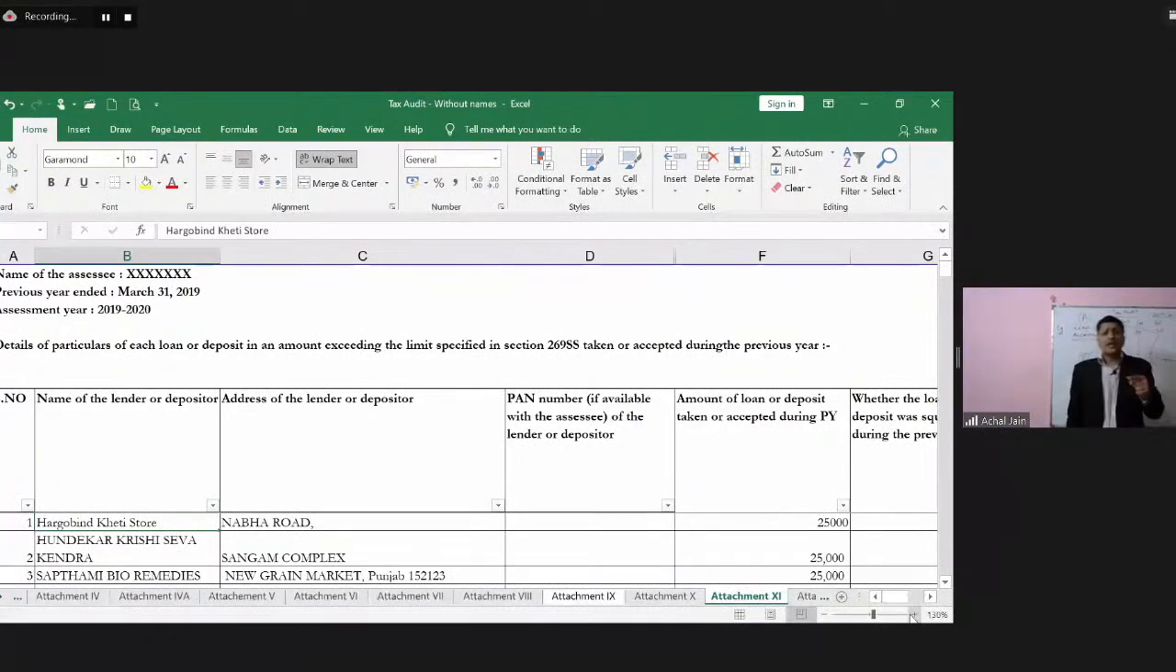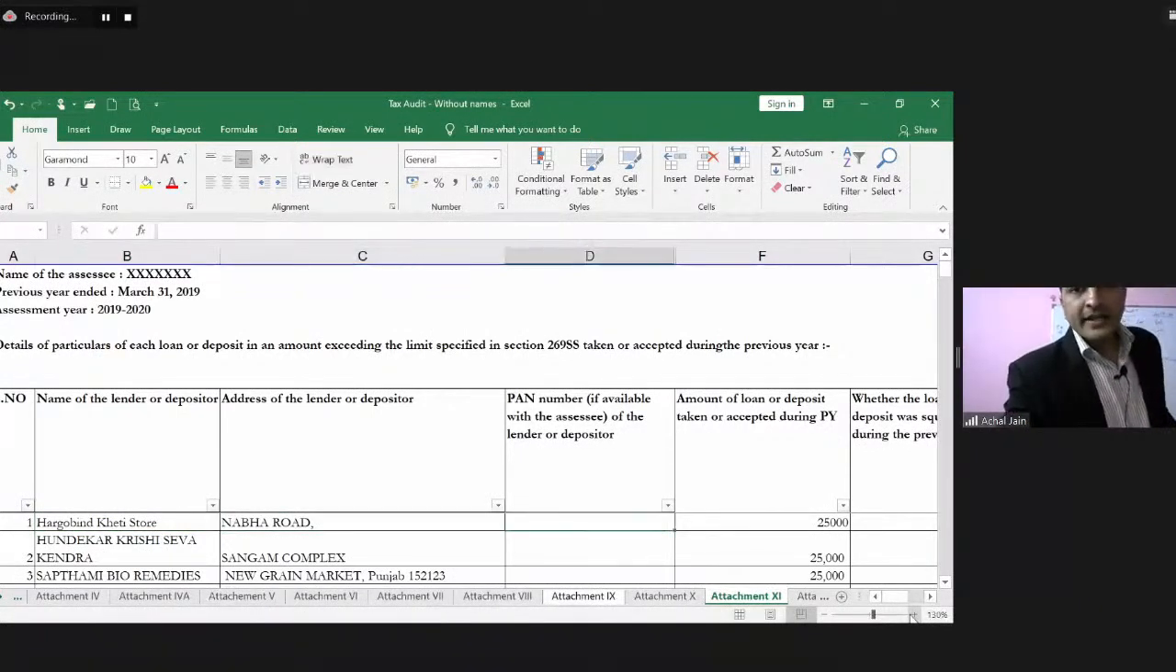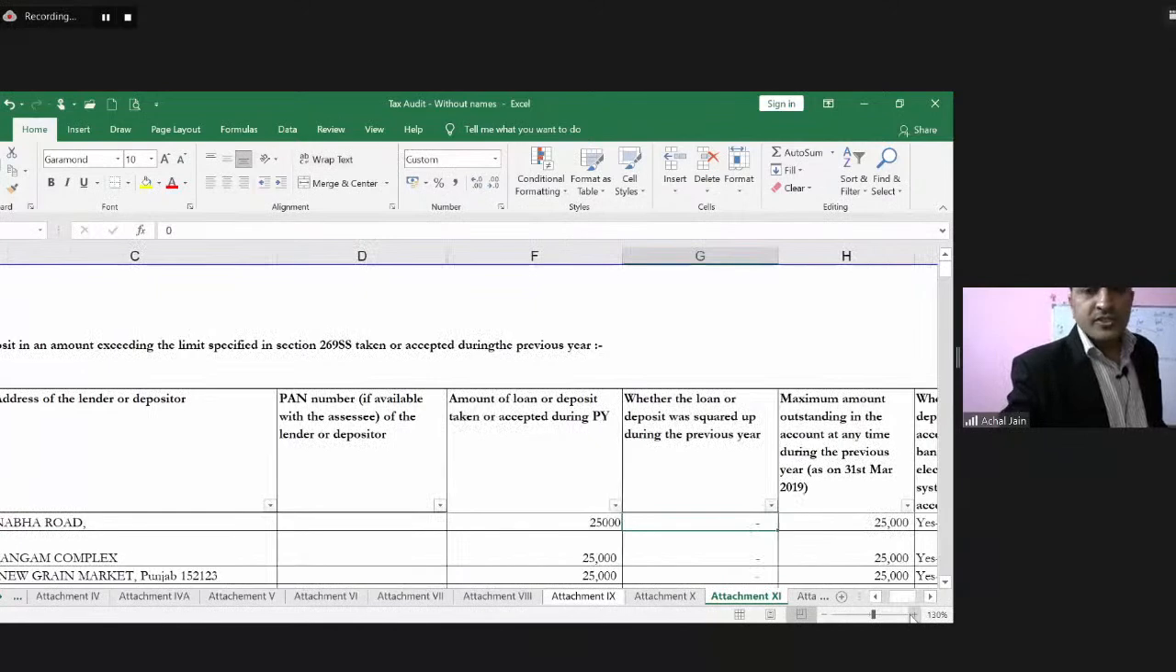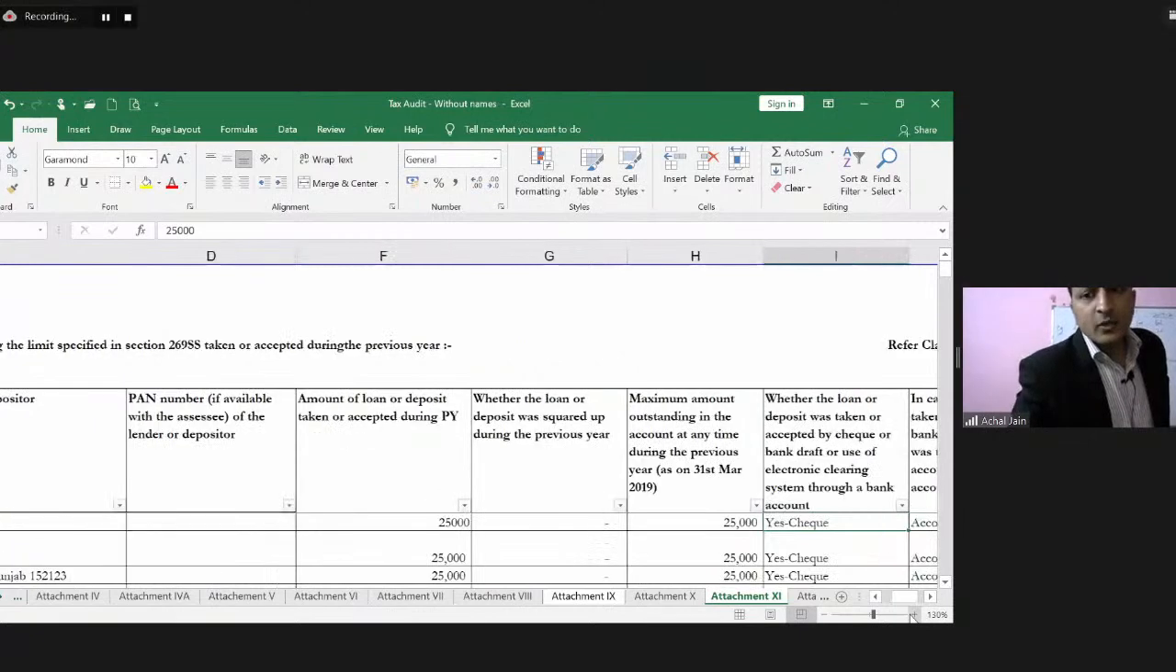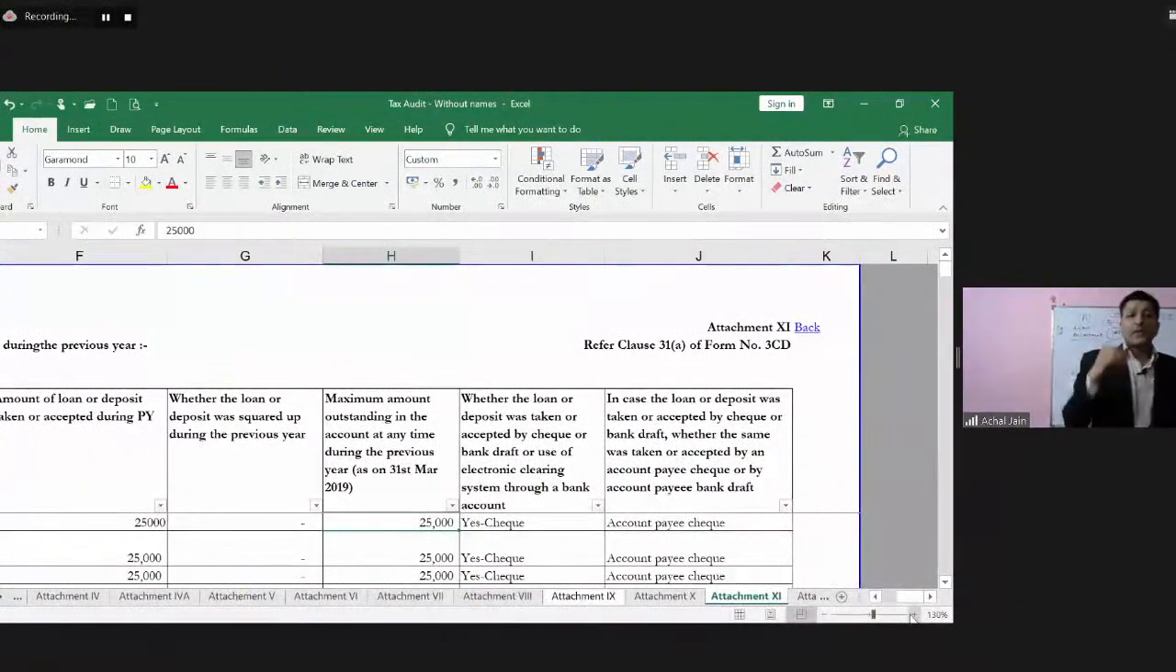And for 82 line items, the name of the lender or depositor is required to be captured, its address, its PAN number, its amount which is taken, then whether the loan or deposit was squared off during the previous year. Squared off means the loan was taken during the previous year and was repaid during the previous year. So even that transaction will get reported. It's not that only the closing balance will come. Even if it was taken and repaid, it will come. Then the closing balance will come.